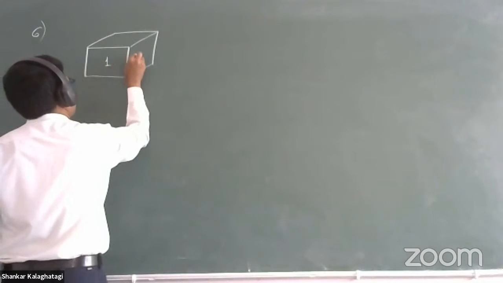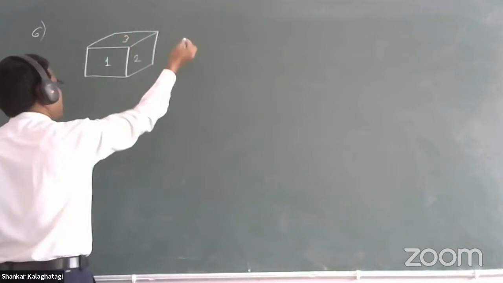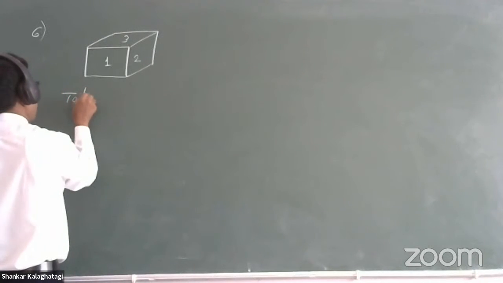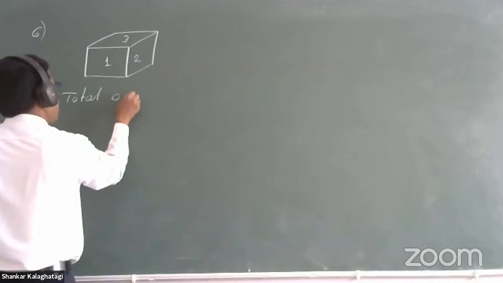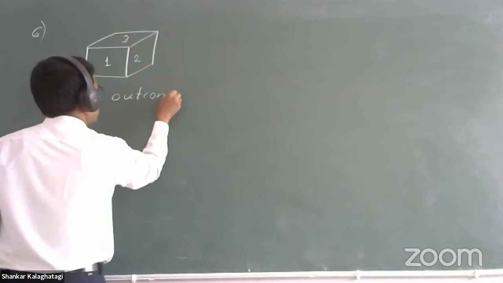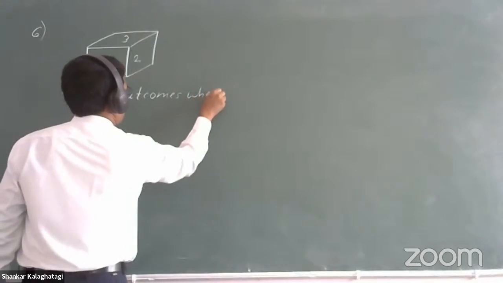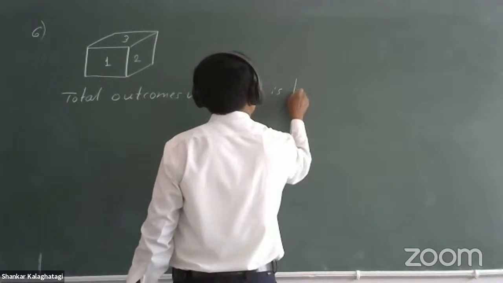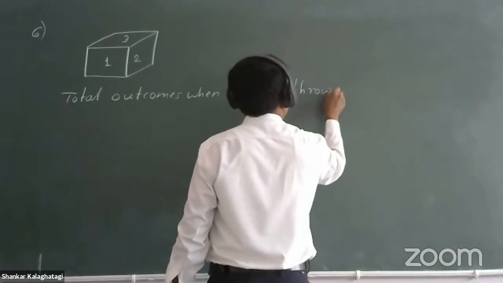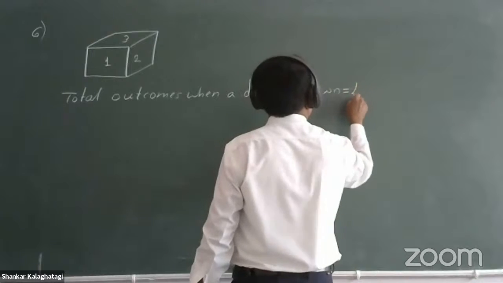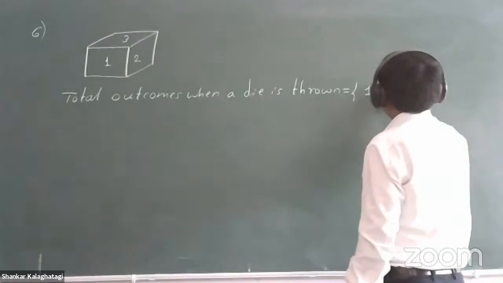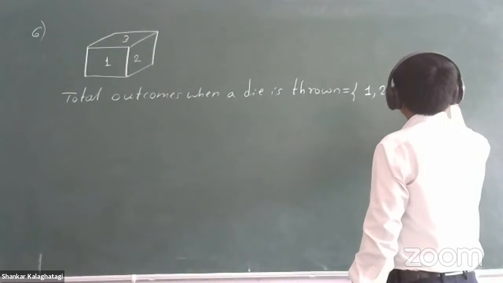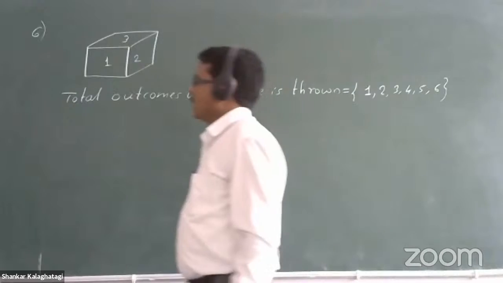So 1, 2, 3, some more numbers are there. Total outcomes when a die is thrown: you can get 1 upside, 2, 3, 4, 5, or 6. Any of these. Correct.